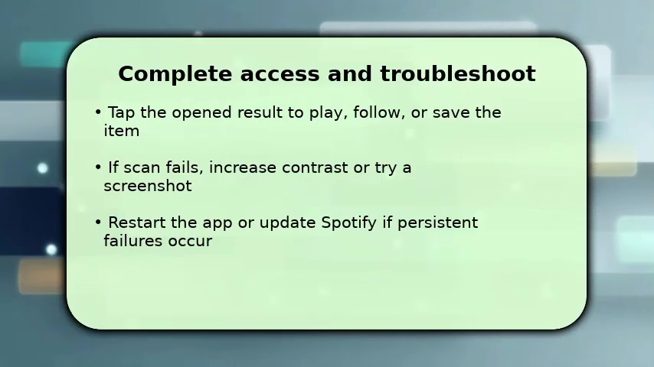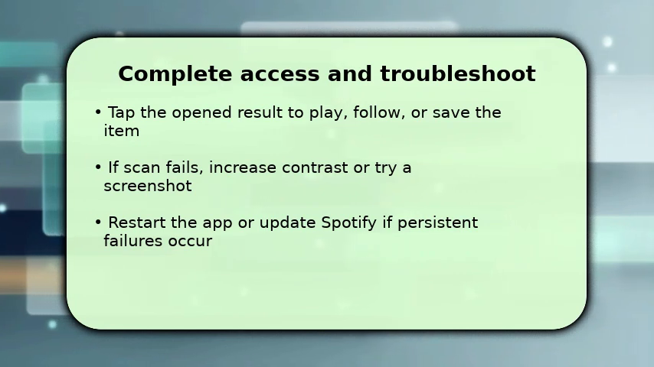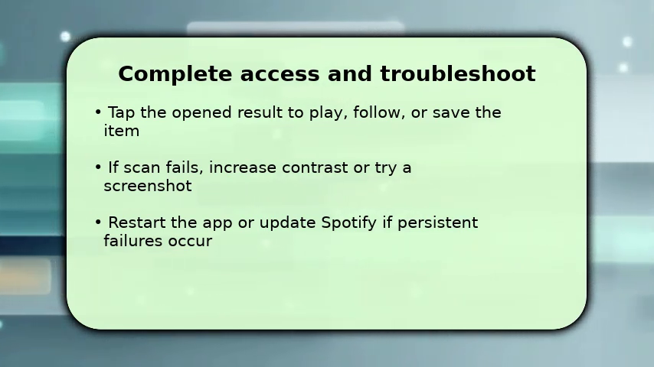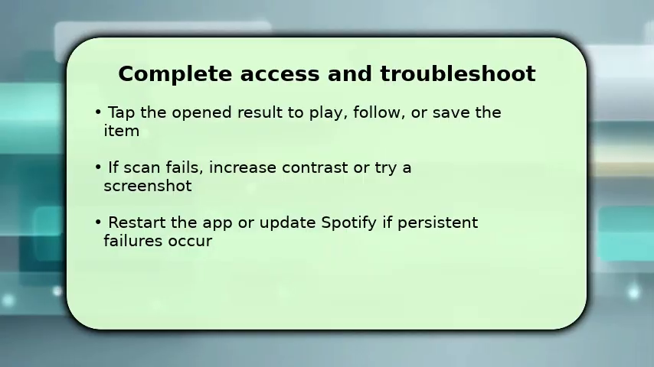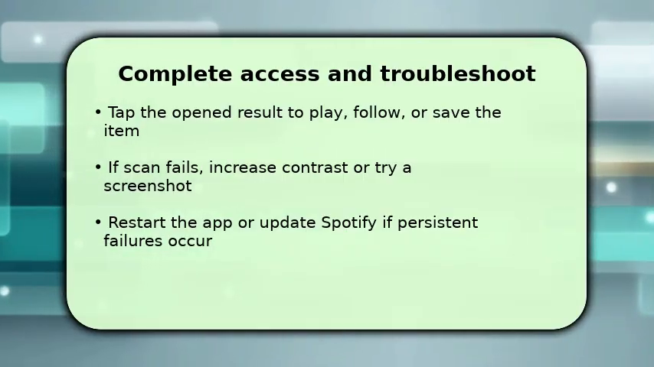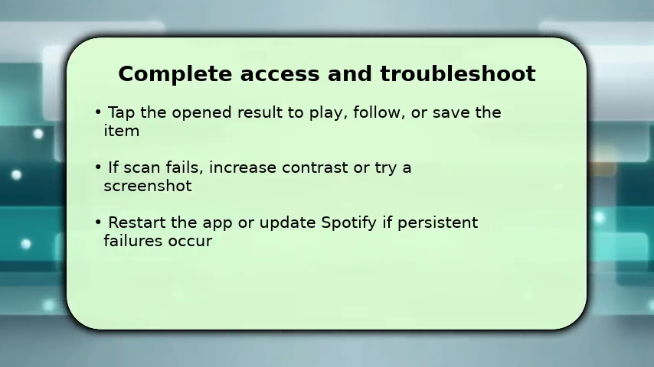After the scanner decodes the code, tap the result to play, follow, or add the item to your library. Make sure you're logged in for full access. If the scanner fails, switch to a higher contrast image or take a clean screenshot and scan that. Sometimes cropping out extras helps. If problems persist, force close and reopen Shopify or update the app, because outdated versions can misread codes. These final steps complete retrieval and cover the common fixes that unblock most users.